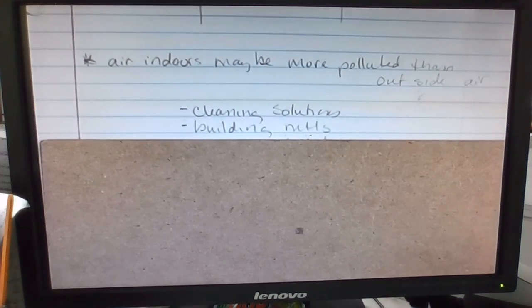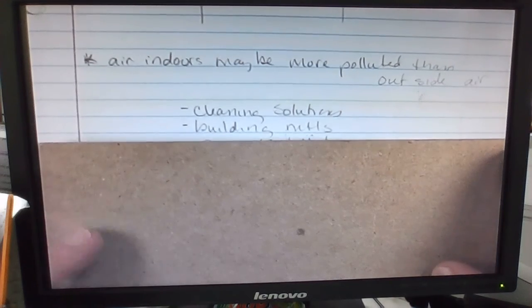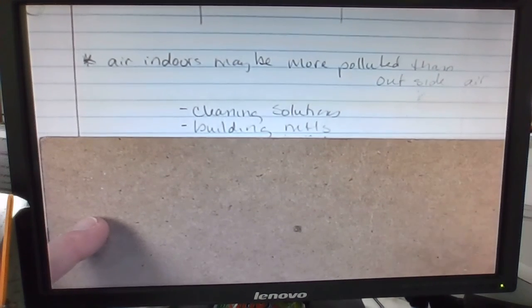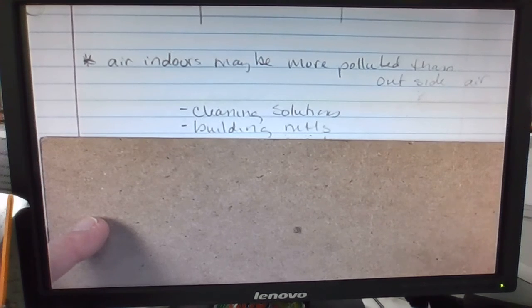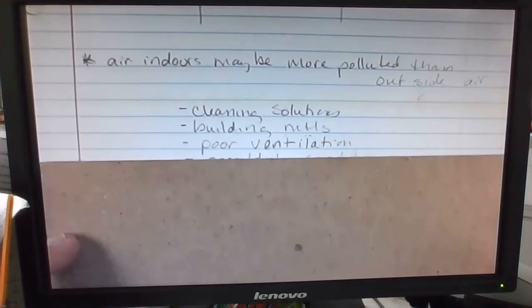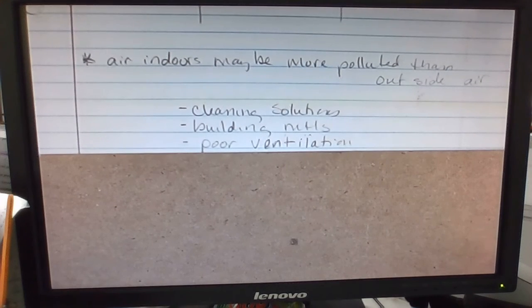Building materials. Asbestos used to be touted as one of the great building material insulators that there was. We didn't know any better. Then all of a sudden you find out that that's not exactly the best thing to have lining your attic. Paint used to include lead. Didn't know that that was bad until we found that out. Poor ventilation, we mentioned that.